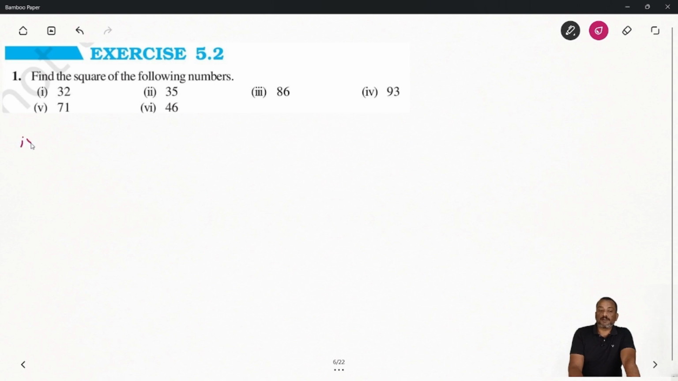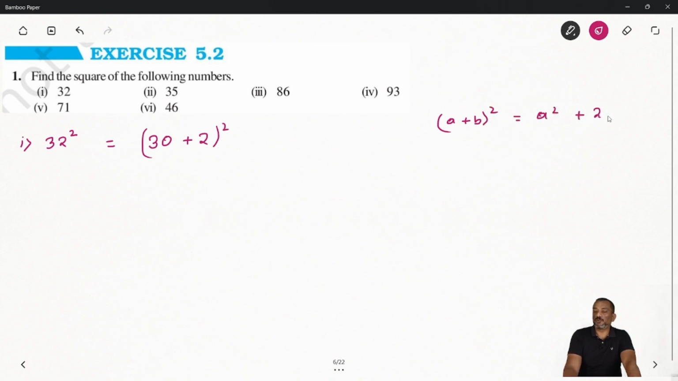So first one, if I see here, that is given 32. So we have to find here 32 square. Okay, so how can we find 32 square? So can we say 32 is equal to 30 plus 2 whole square? Okay, now hope you remember, you have learned one identity in the algebraic expressions. So a plus b whole square is equal to a square plus 2ab plus b square.